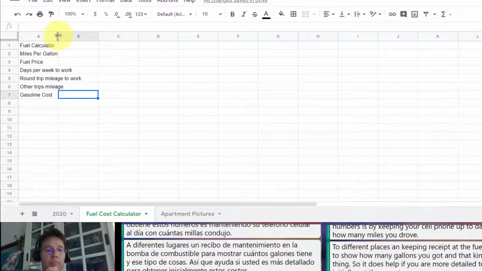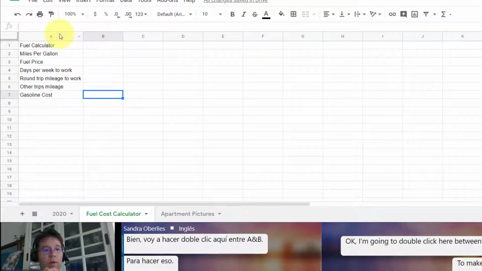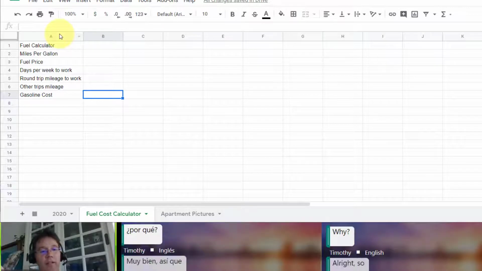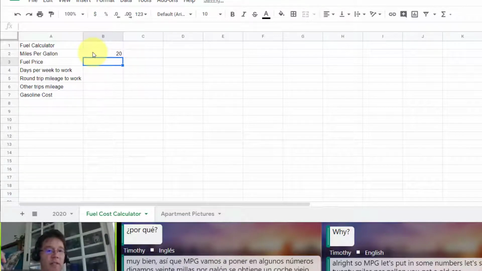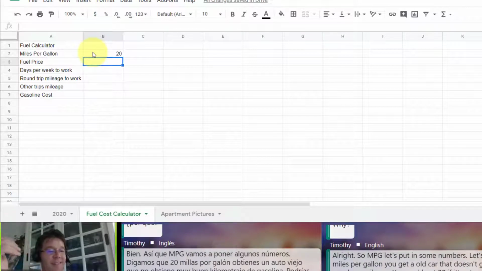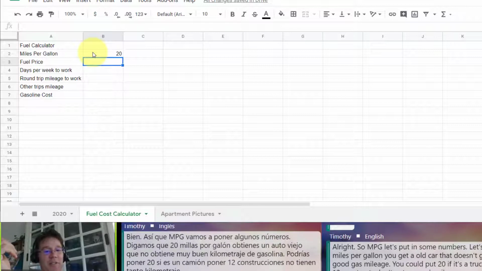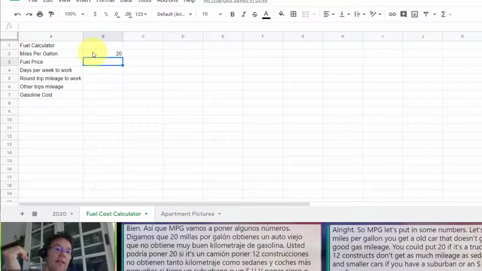Okay, I'm going to double click here between A and B to make that wide enough to fit all of our words. All right, so miles per gallon, let's put in some numbers. Let's say 20 miles per gallon. You get an old car that doesn't get very good gas mileage. You could put 20. If it's a truck, put 12 because trucks don't get as much mileage as sedans and smaller cars. If you have a Suburban or an SUV, put like 5 or 6 because those are gas guzzlers. Right.